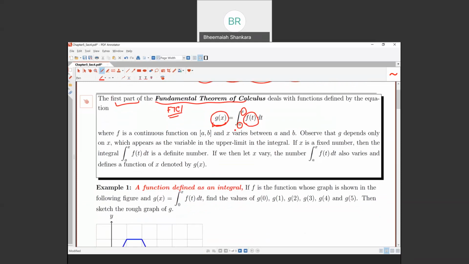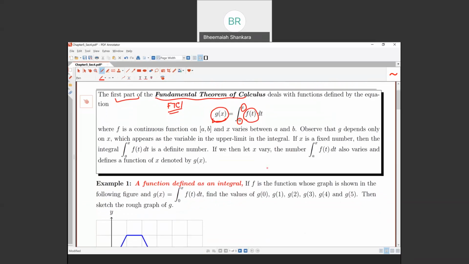So g is a function of x. And this x you can see in the upper limit here. The upper limit of the integration is x. If x is a fixed number, then this integral will be a definite number. If we let x be a variable, then the integral also varies and defines a function of x denoted by g of x.